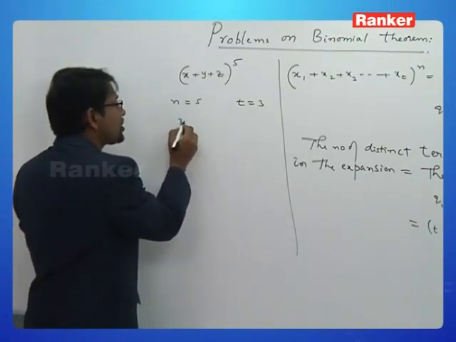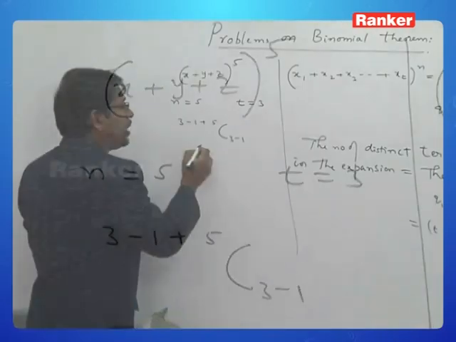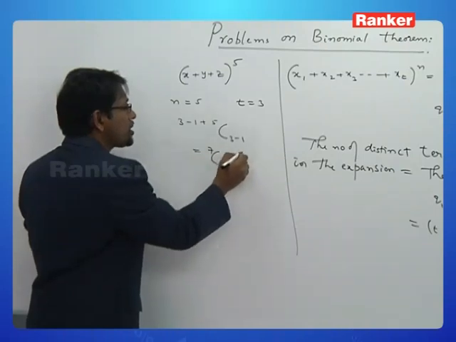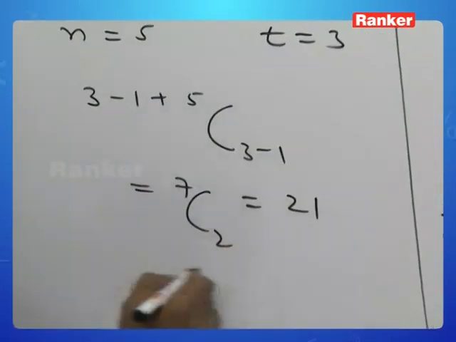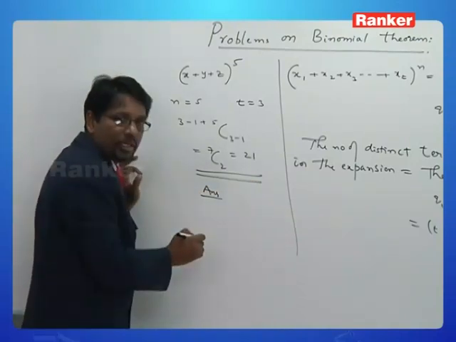Okay, so now let's use that formula, number of distinct terms. t minus 1, that is 3 minus 1, plus 5 C 3 minus 1. How much does that make it? 7C2. What is 7C2? 21.